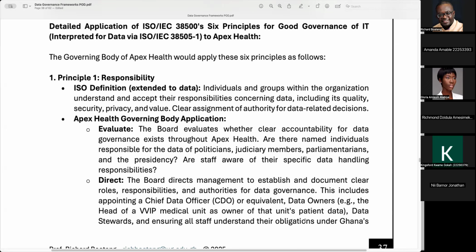Okay, principle 2 is strategy. How does the board engage there? The board evaluates how the hospital's data assets are currently supporting its mission, particularly regarding the provision of safe and confidential VVIP care.